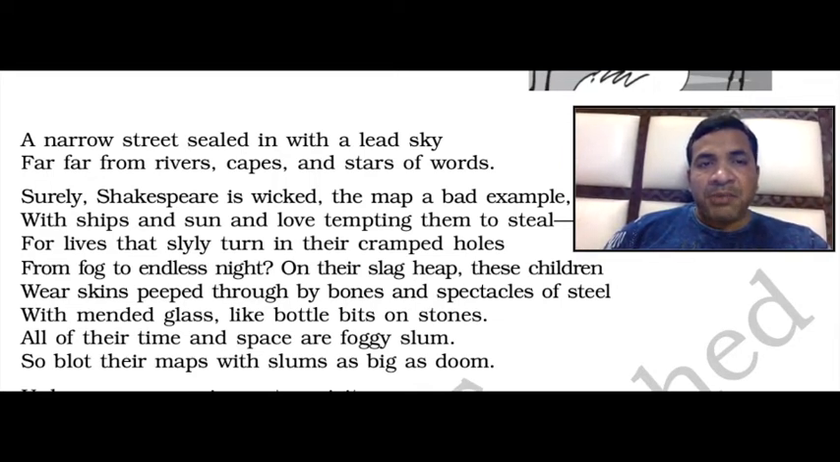Why? Because he has been making a mention of sun and love. He has been making a mention of the scenes of love. And when these children try to achieve this love, when these children try to procure this love, they are disheartened, they are deceived. And that is why, in the context of these children, even Shakespeare is wicked. They hate everyone, and for them, Shakespeare is also not a good man. As no one loves them, they also dislike everybody.